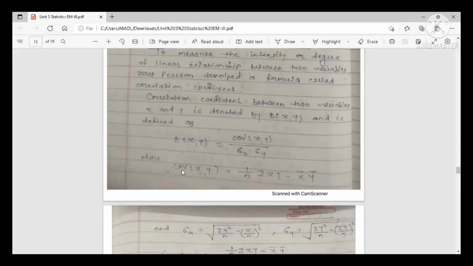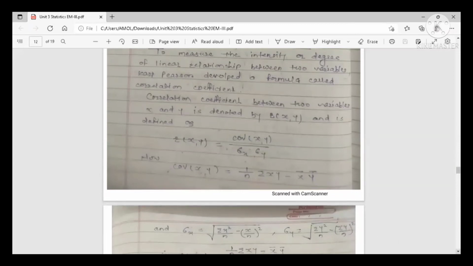Now the formula for covariance of xy is equal to 1 upon n into summation xy minus x bar y bar. 1 upon n, n is the number of observations. Summation xy means you construct the table, and in that table one of the columns will be x into y, x multiplication y, and you add all the elements in that column. That will be your summation xy minus x bar y bar. x bar is the arithmetic mean of x and y bar is the arithmetic mean of y.